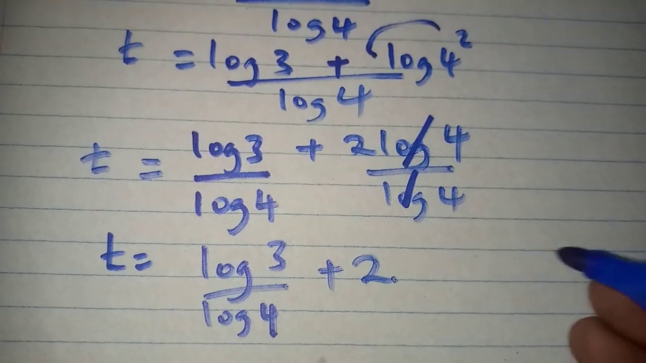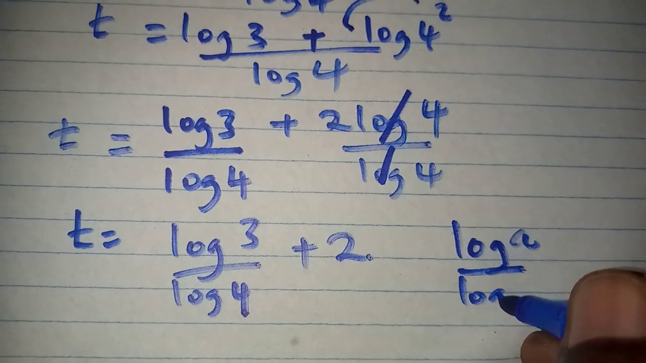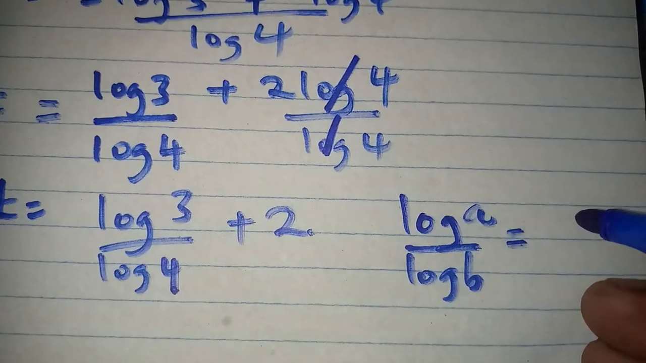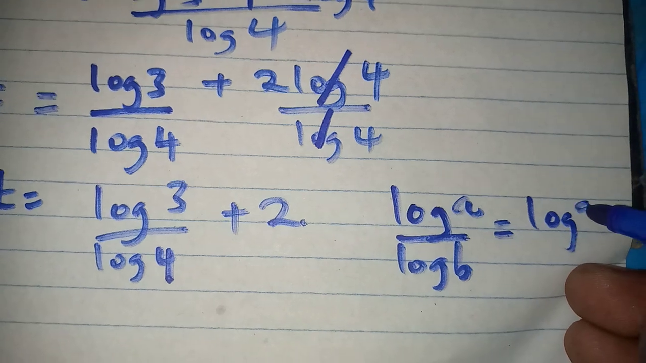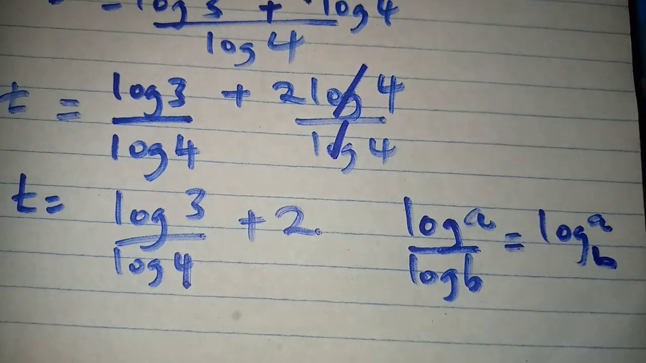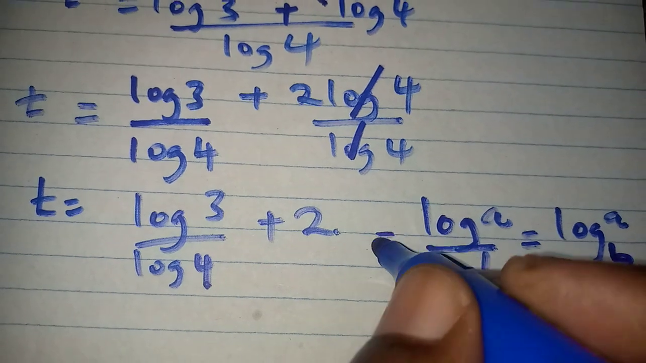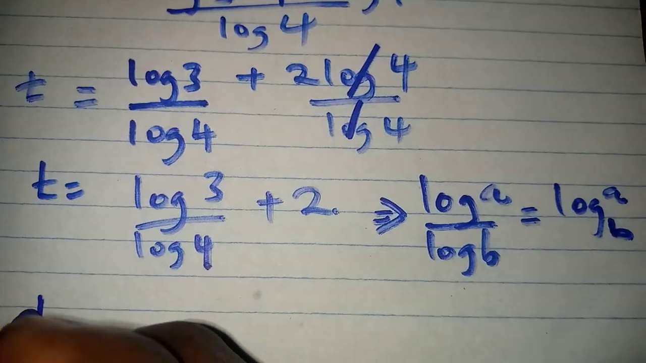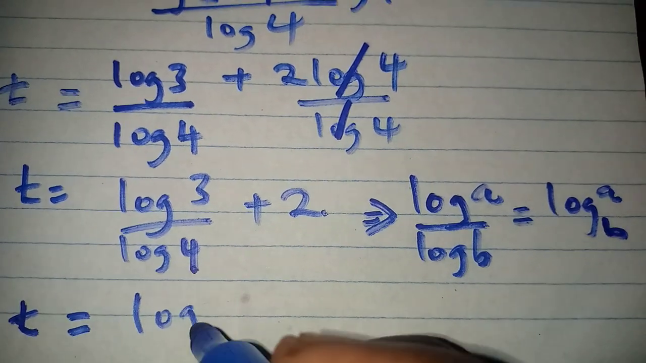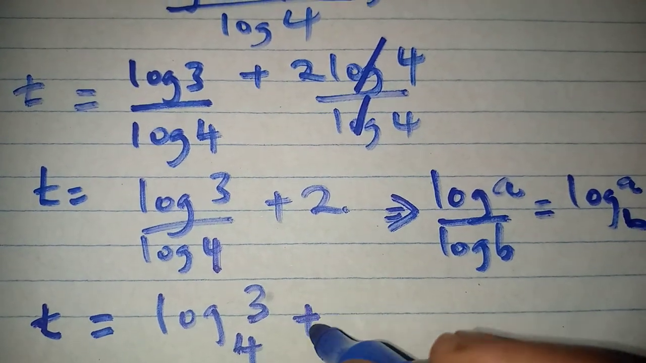So I have a law that when I have log a over log b, then this one can be simplified simply by writing it as log a base b. So this is what is going to guide me here. Applying this, I'm going to have t as log 3 base 4 plus 2.